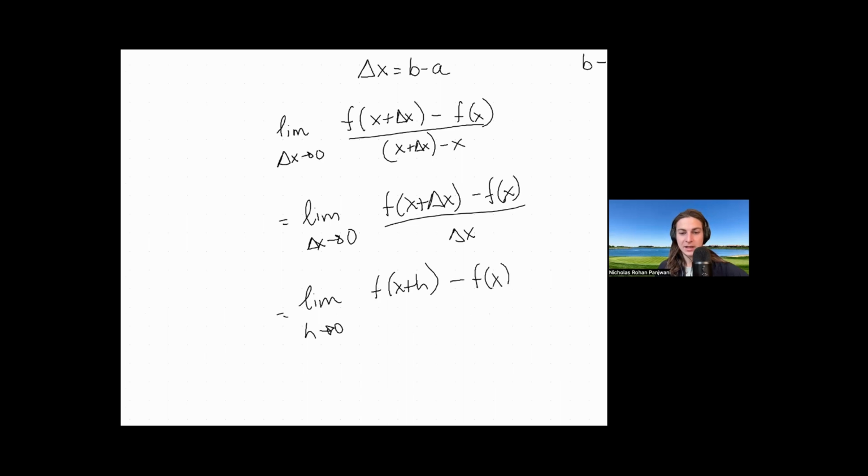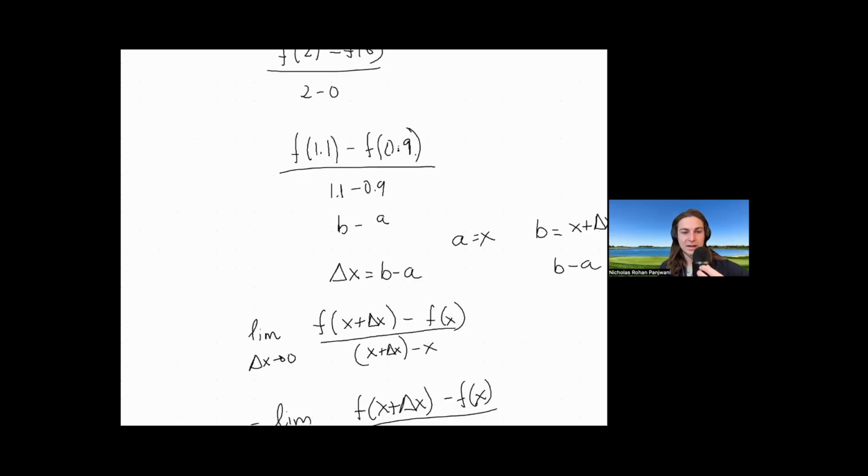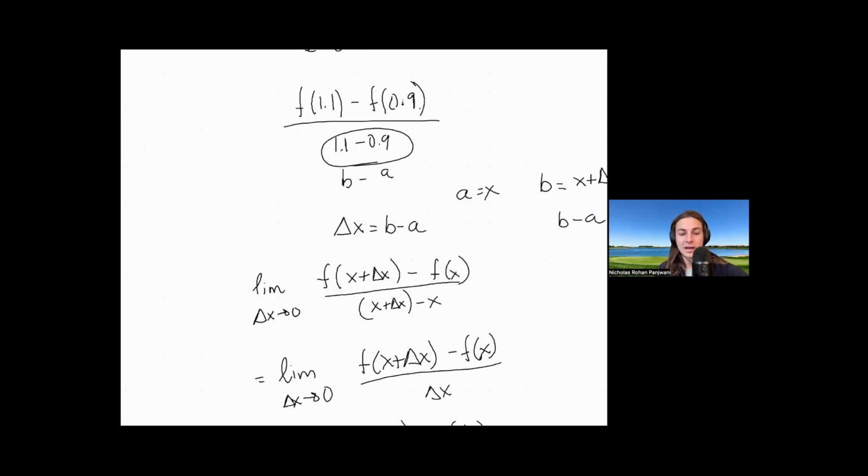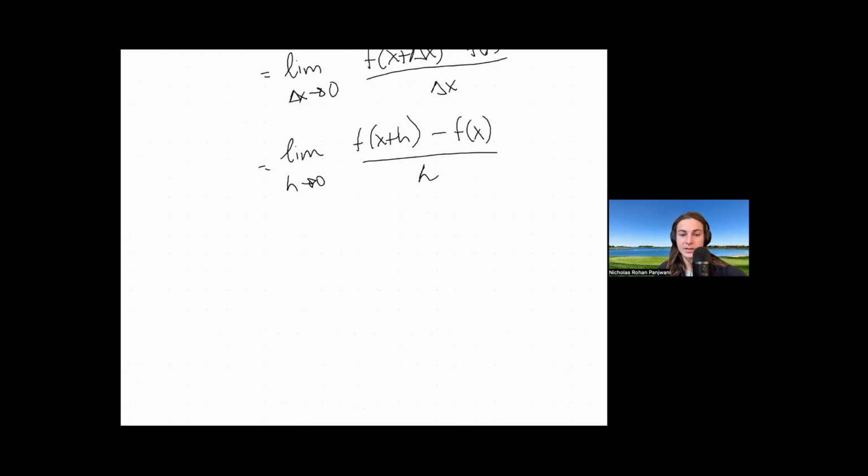I like explaining it with the delta x at first, just so that you understand that it's the same thing as this change along the x-axis. Effectively, you're taking two different points and connecting a line in between, and you're solving for the slope of the line. That's what we're trying to do here, right?